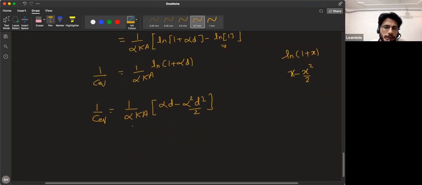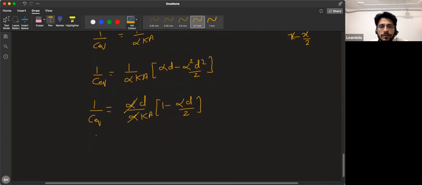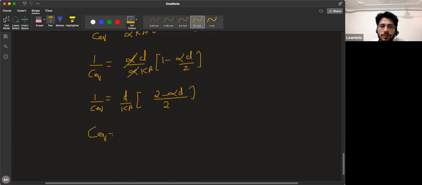If you want, you can take alpha D as common, outside. It's alpha D by alpha K epsilon naught A times 1 minus alpha D divided by 2. Alpha will cancel with alpha, and you will have 1 by C equivalent equal to D by K epsilon naught A. You can take 2 as LCM: 2 minus alpha D over 2. Now you can take the reciprocal of this. C equivalent will be K epsilon naught A by D times 2 by 2 minus alpha D. This is the answer.